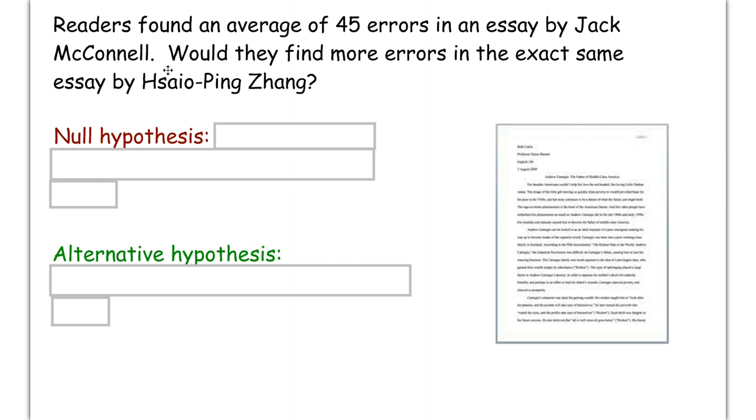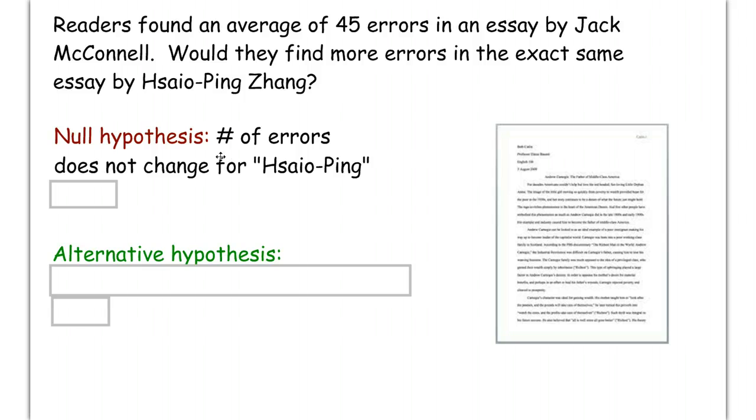So another example, readers found an average of 45 errors in an essay by Jack McConnell. Do you think they would find more errors in the exact same essay by an Asian-sounding name, Hsaio-Ping Zhang? The null hypothesis is always a statement of no difference. So we would assume that, no, the number of errors is not going to change if you change the name. And looking at how we actually write that as a statement, we would say that the average, mu, would be equal to 45. If they found an average of 45 errors in this essay, they're going to find an average of 45 errors in the same essay with a different name, right? That's the null or default hypothesis.